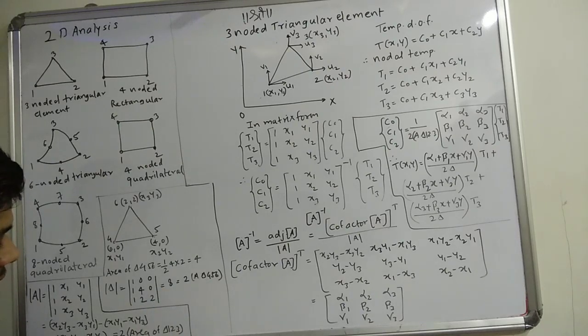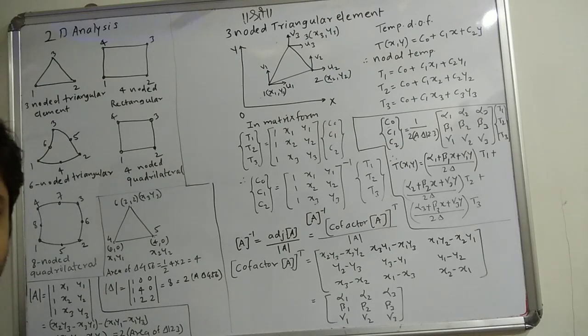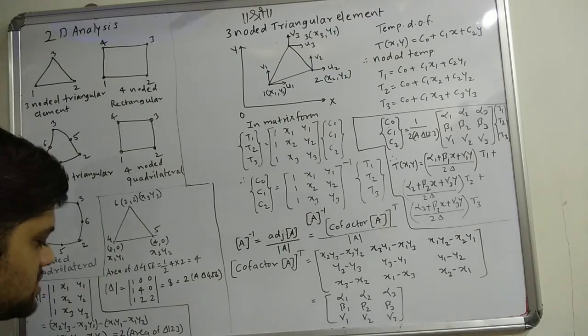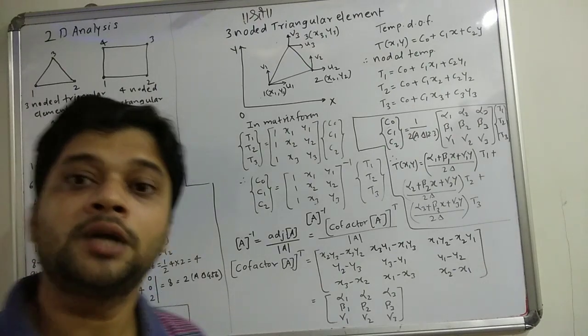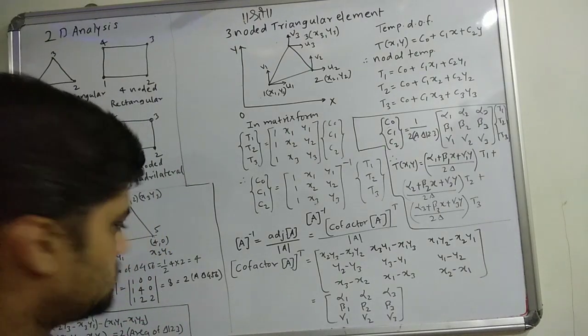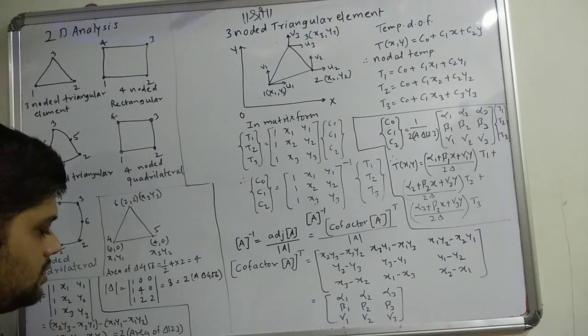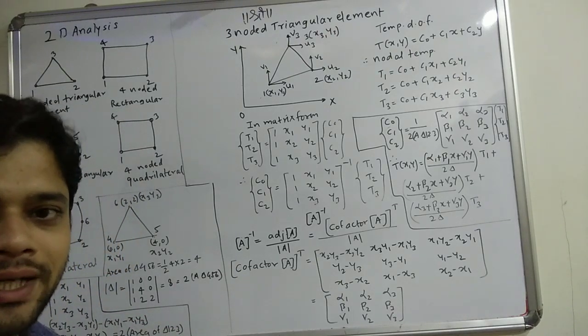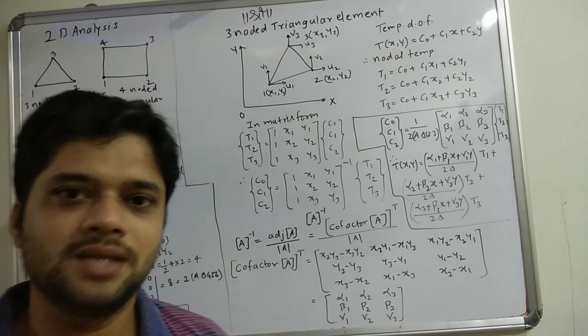If I try to find out what exactly this is, it is also going to come out as a constant only, but it eventually comes out to be 2 times the area of that triangle. So if we know the coordinates, the determinant is twice the area of that triangle.